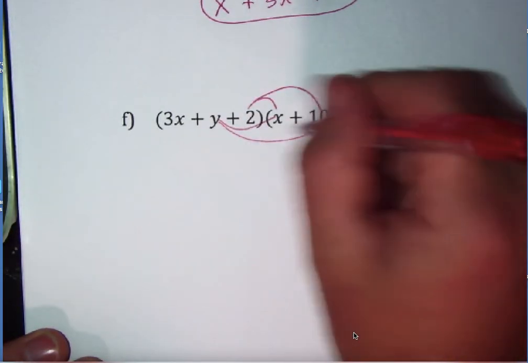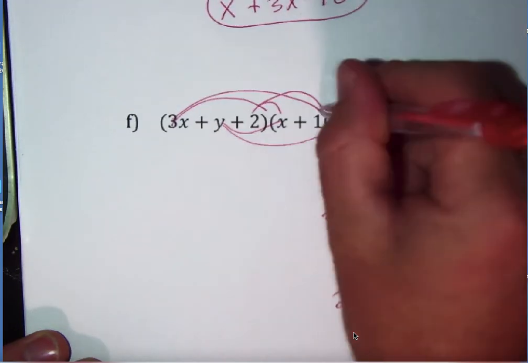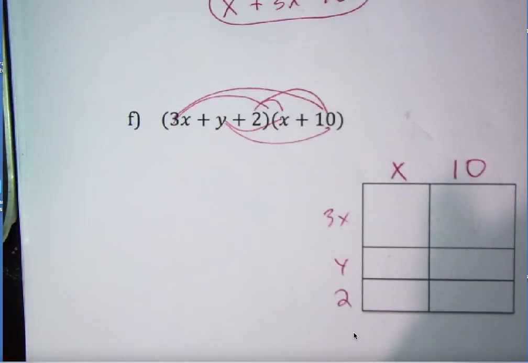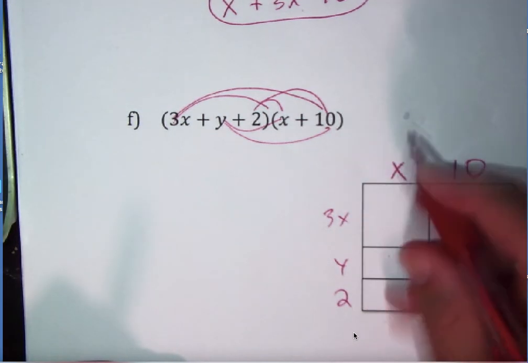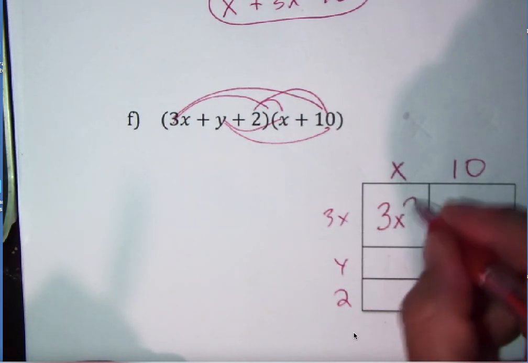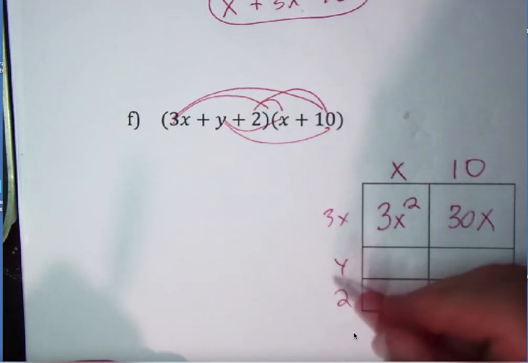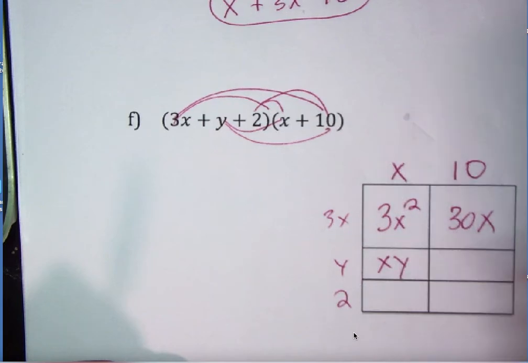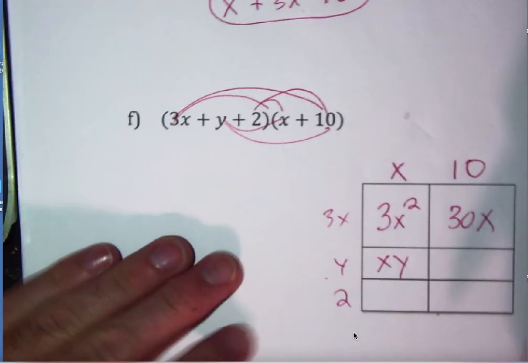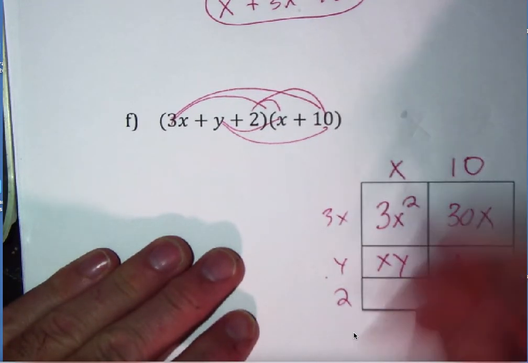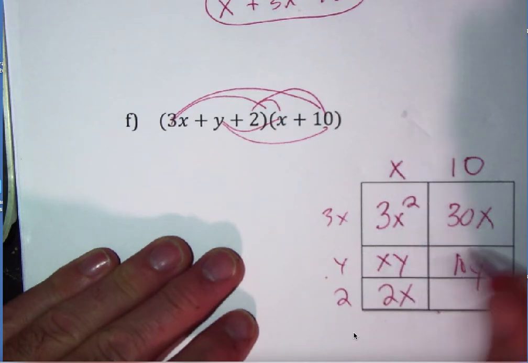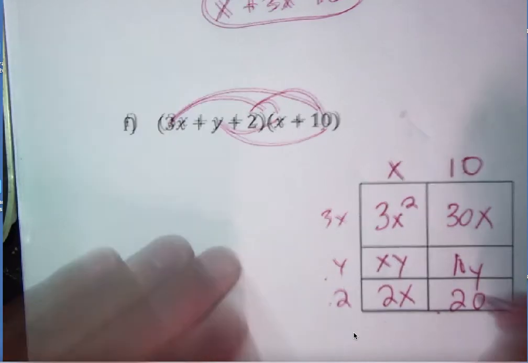And you're going to use a distributive property a total of 6 times. 3x times x, 3x squared. 3x times 10, 30x. X times y, xy. 10 times y, 10y. 2 times x, 2x. 2 times 10, 20.